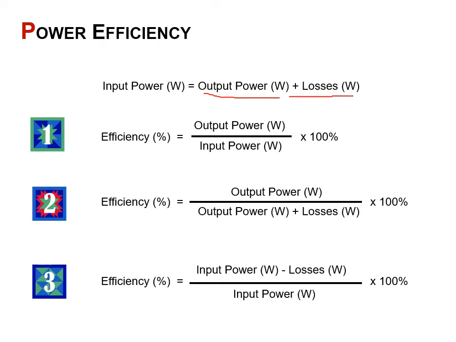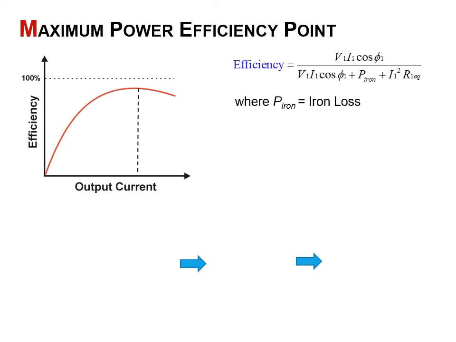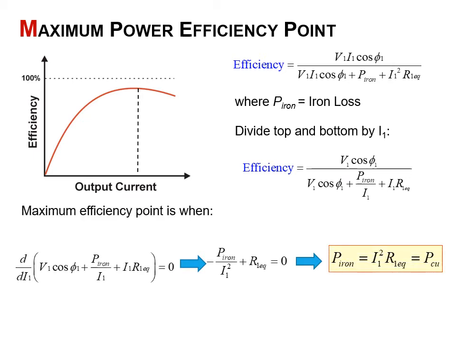And we can define efficiency as output power over input power. So then if we just substitute this in, we can get this equation here. And if we rearrange this equation at the top, then we can also define efficiency as input power minus losses over input power. So what we want to calculate is the maximum power efficiency point of our transformer, because when you measure the efficiency against output current, you get this kind of curve. And so there's a point of maximum efficiency.